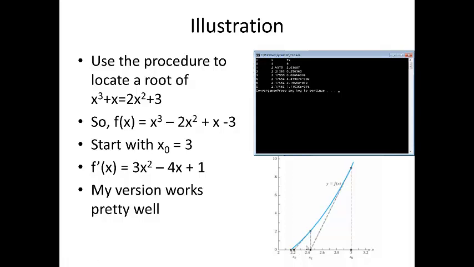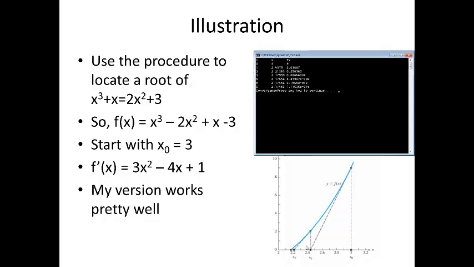Now, using mathematical software that allows for complex roots, such as MATLAB or Maple or Mathematica, we find that this one has the single real root of 2.17456, which is what our little program got, and a pair of complex conjugate roots of 0.0872797 plus or minus 1.17131i.